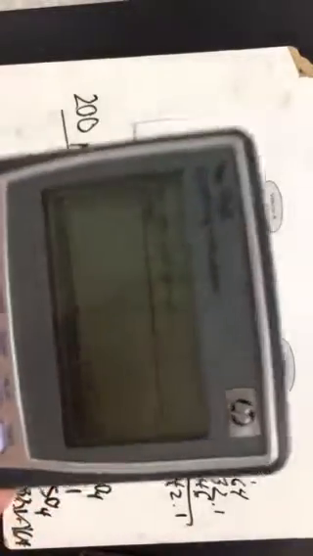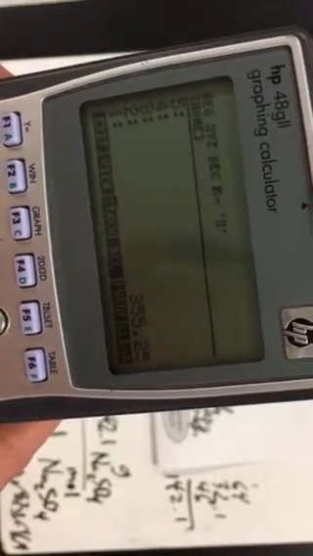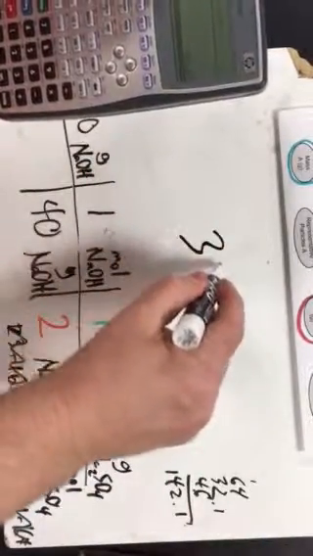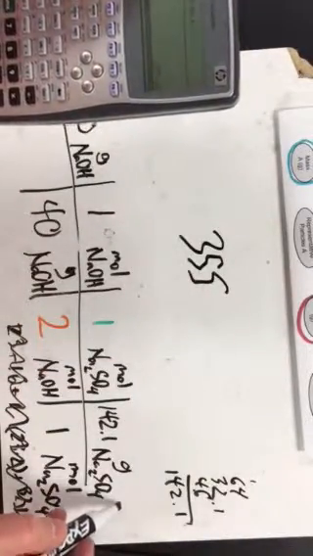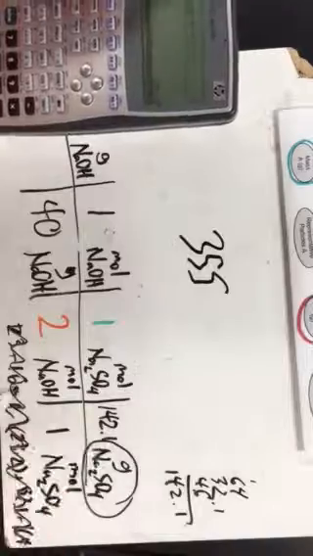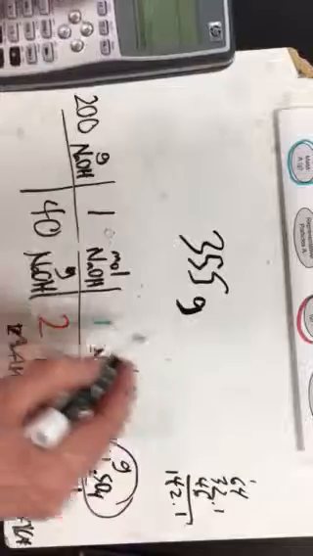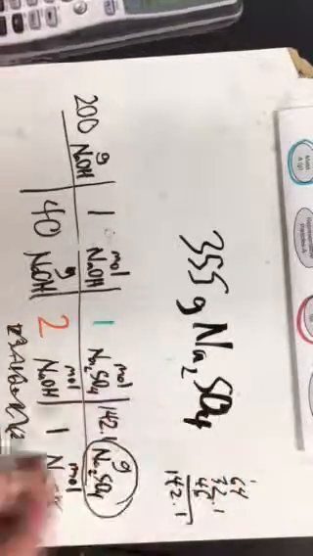And so my answer is 355.3 if you round up. Now, your answer always needs units in the chemical, and that's always at the top right. So this is going to be grams of Na2SO4.